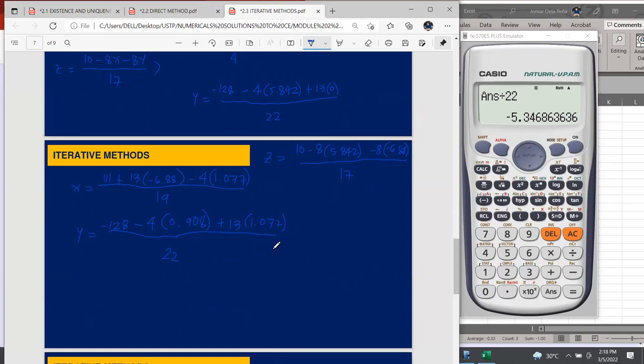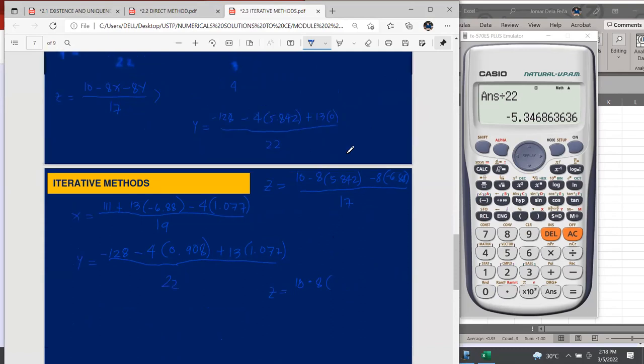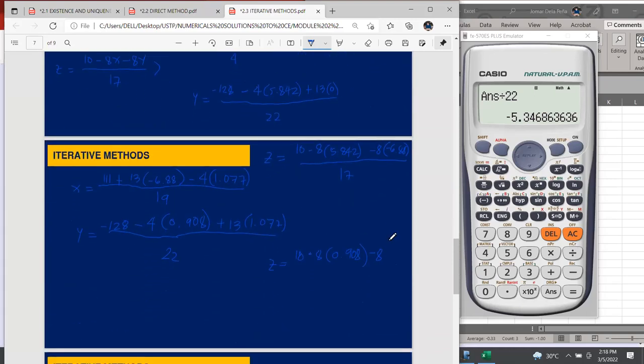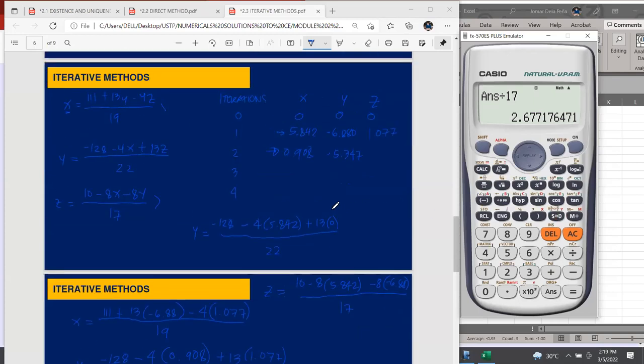And sa z, no? Balik-balik ra ni siya nga process. We have 10 minus 8 times ang latest nga value ni x, we have 0.908 minus 8 times y, latest value ni y, negative 5.347 and divided by 17. 10 minus 8 times 0.908 minus 8 times negative 5.347 divide 17. 2.677. Okay?